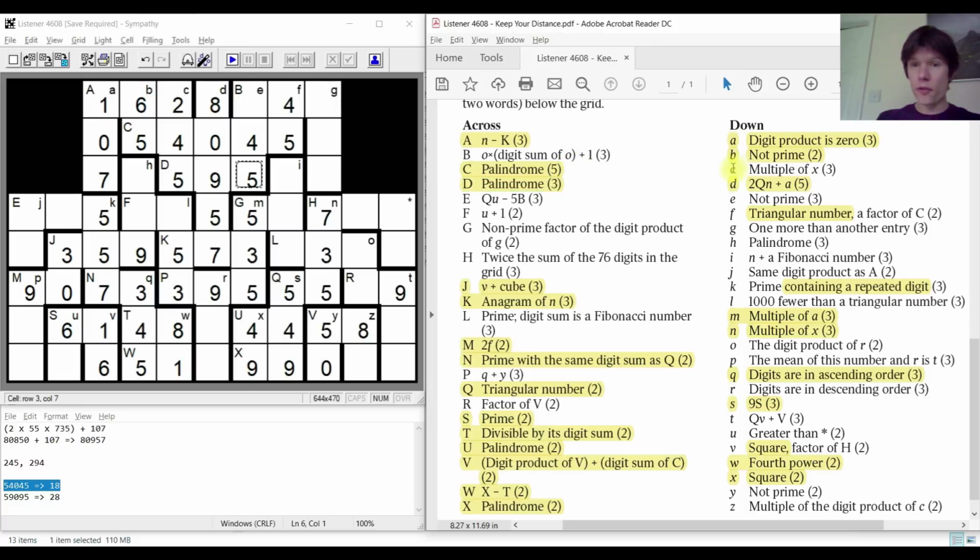We can cross off the clue for little c, and we can cross off the clue for little y, which I forgot to cross off earlier. That's not prime. It's 50. And we also now know that because big V is 58, the factor of V, which goes in at big R, must be 29. And we can cross off that clue as well.